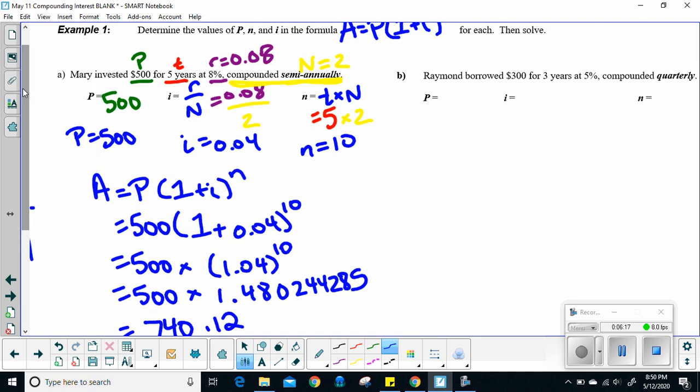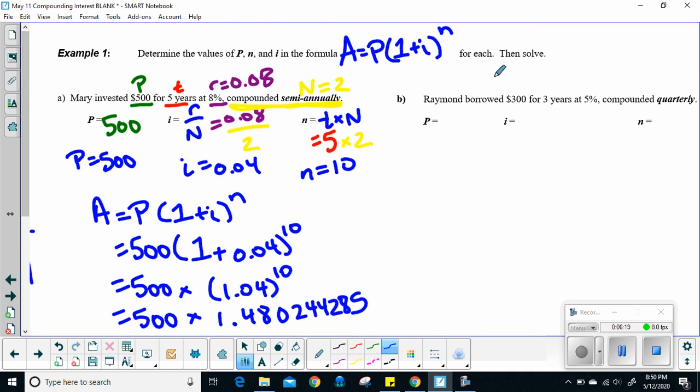So here we've got Raymond. He's going to borrow $300. That's my starting amount. We've got a time of 3 years. We have an interest rate of 0.05. Remember, turn that into a decimal: percent divided by 100 turns it into a decimal. And the magical words on this one are compounded quarterly. And quarterly means it happens 4 times a year.